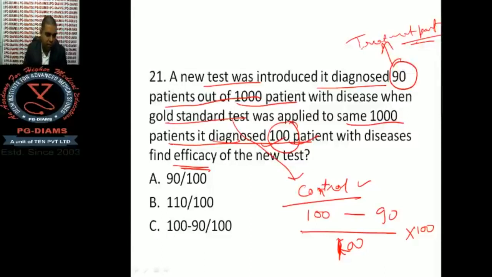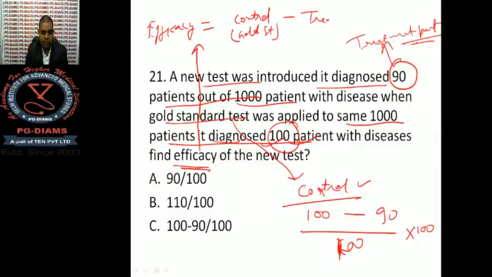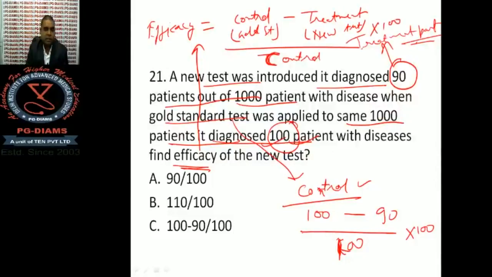So the formula for efficacy is equal to control. What else can we call control? Gold standard, minus treatment. What other word can we use for treatment? New test. Okay. Divided by control, into 100. This is the formula for efficacy. Control minus treatment by control, and hence it comes out to be control is 100, so 100 minus 90 by 100, and hence the answer is C.